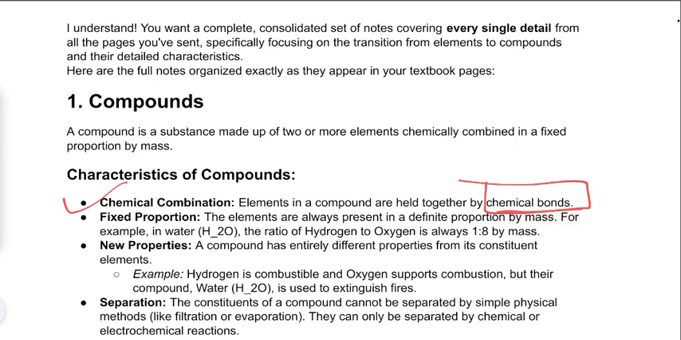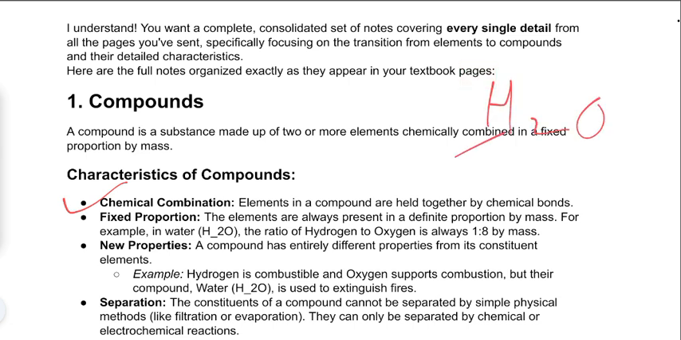Fixed proportion. Before explaining the definition, I would like to explain this property with the help of an example. See, in this whole video, I will be taking examples of H2O only. Why? Because I want to give you relevant and relatable examples so that you can understand the things and grasp them easily. See, H2O.